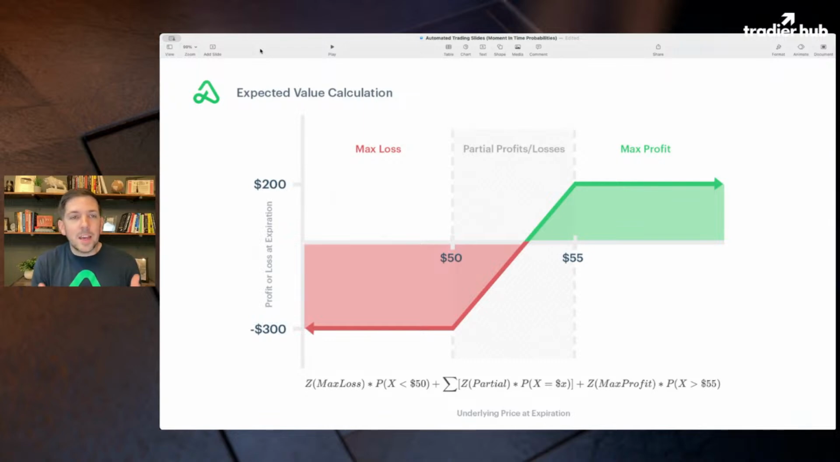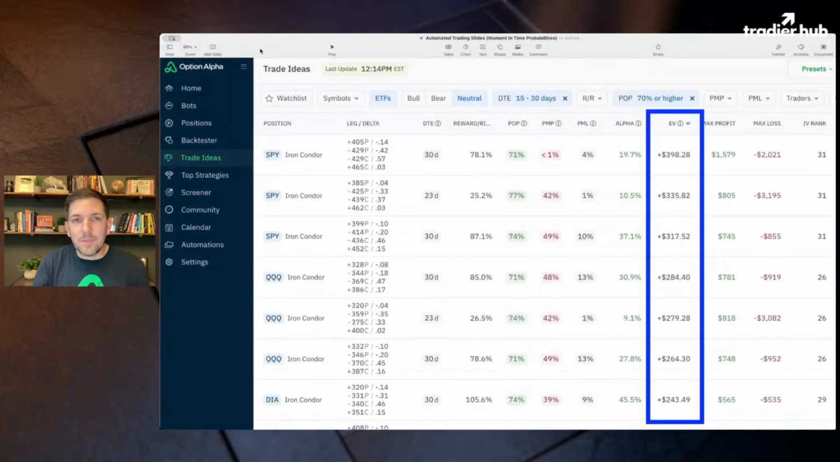We're not looking at just the max profit and just the max loss. We're looking at everything, including the partial profits and losses, to determine if trades that we're entering have positive expected value. Again, inside of Option Alpha, and we'll look at this in a little bit too, you can see positive expected value inside the trade ideas. You can actually rank all of your trades by positive expected value, so you can find trades that have those and sort through the ones that don't.